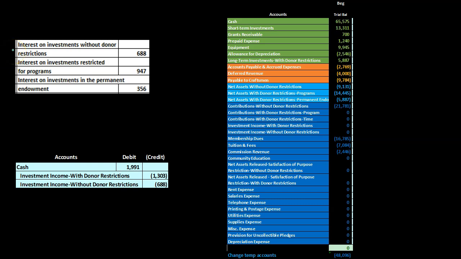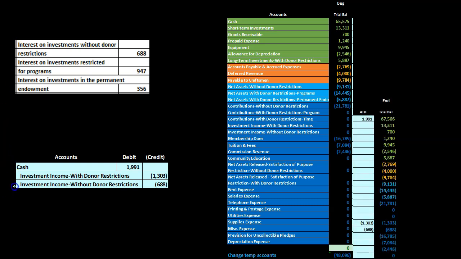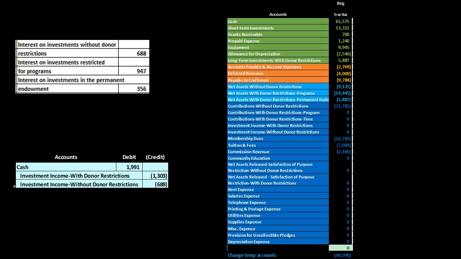For the interest on investments without restrictions, we're going to credit the investment income account that has no restrictions to it. So we've got investment income. It's going to be a type of income account. And you'll note we have with and without restrictions. And this one is going to be without restrictions. That's the one we like, that we don't want restrictions. No restrictions. That's what we would like to have. Okay, so that one's going to be increasing there. And then the interest on investment restricted for programs is going to be obviously the investment income account with restrictions.